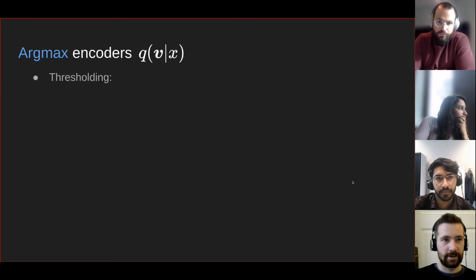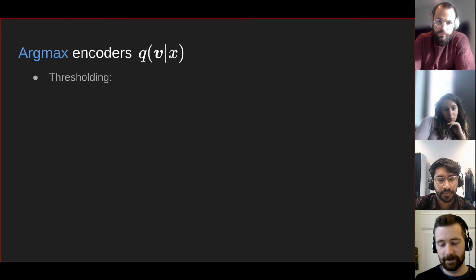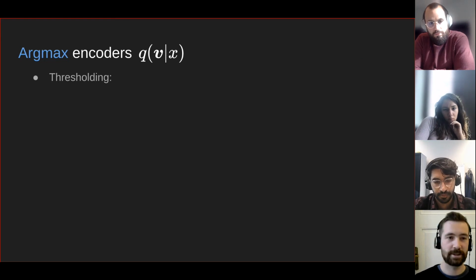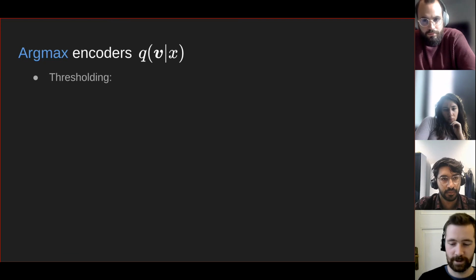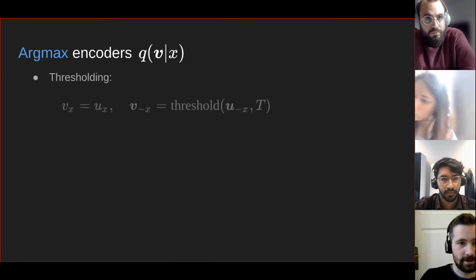So how do we define these encoders V? So basically, how do we define these distributions with the constrained support? We introduce 3 different ways. I will just talk about the first one, which is quite simple. It's thresholding.